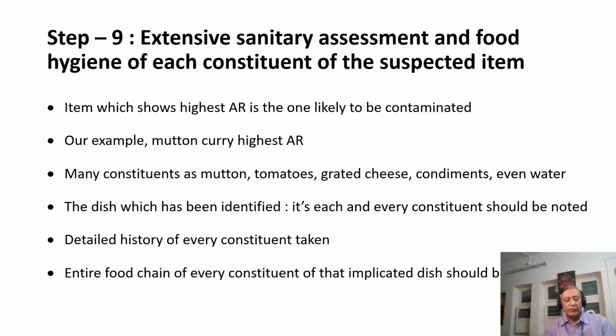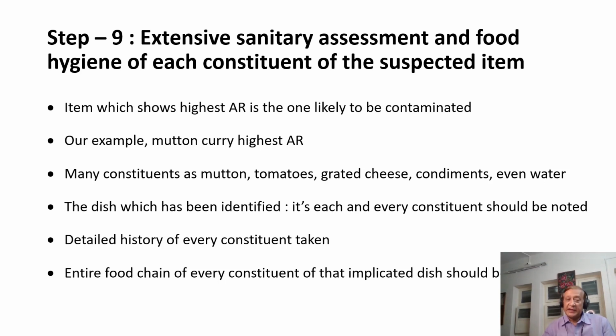Now we move on to step 9, which involves undertaking an extensive assessment of the sanitary history and food hygiene of each constituent of the suspected food item. As we said in our example, while mutton curry showed the highest attributable risk, it is not necessary that mutton itself could be the cause.